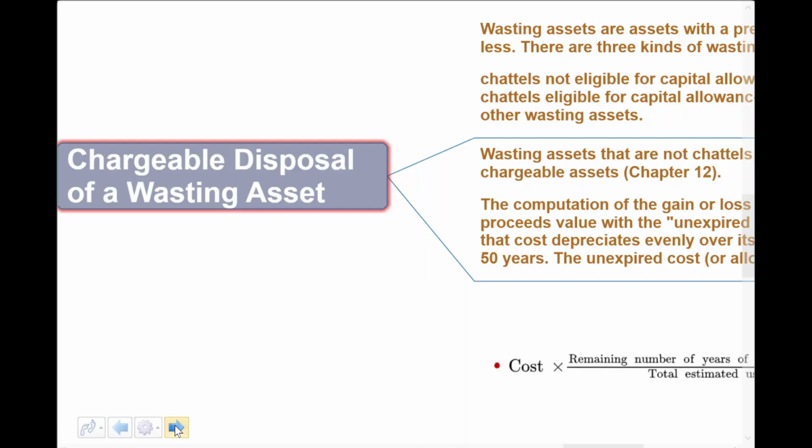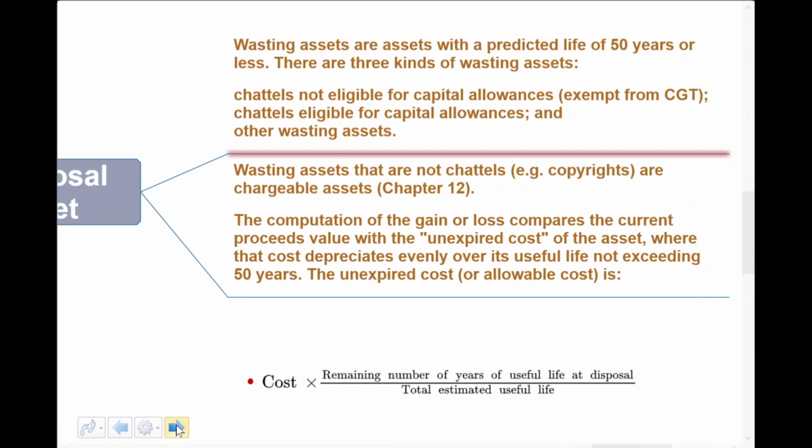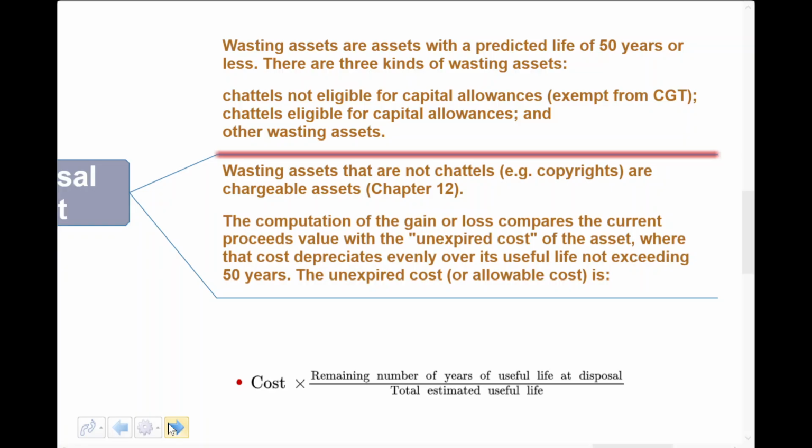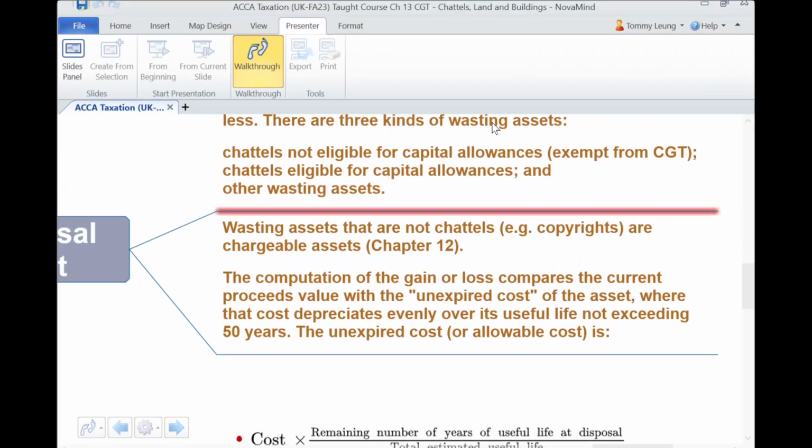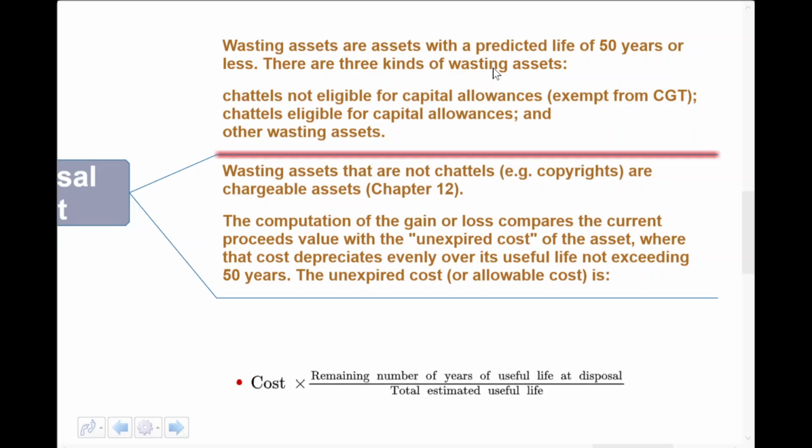What about the chargeable disposal of a wasting asset? Okay, now there's several types here. So a wasting asset, as we said up top, is basically an asset that over the course of its life wastes away. And there's 3 main kinds. Okay, firstly, chattels not eligible for capital allowances. They are exempt from CGT. Chattels eligible for capital allowances and other wasting assets.